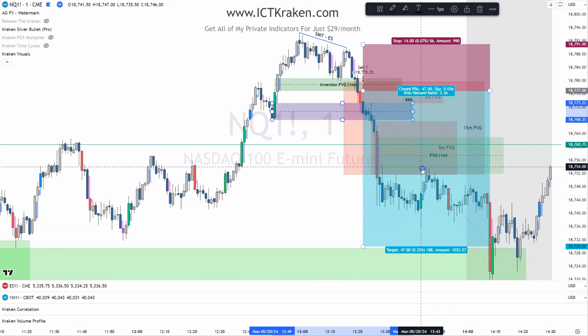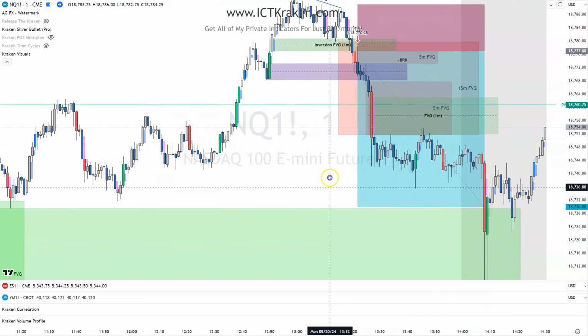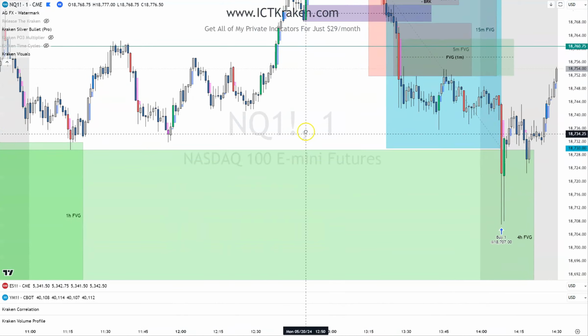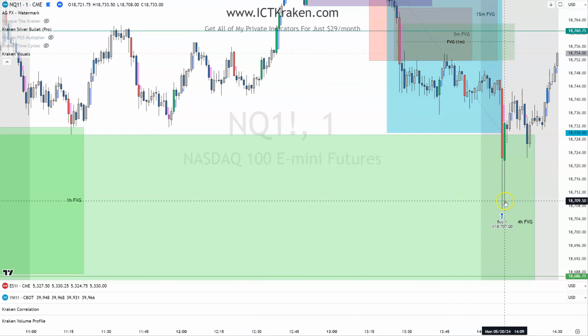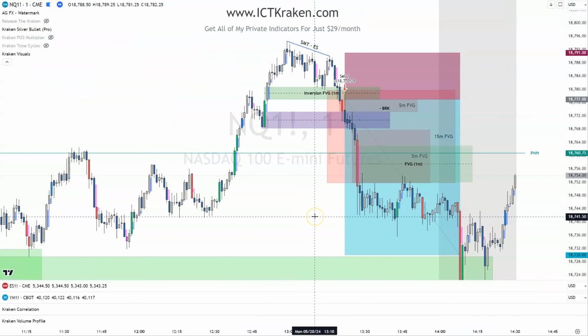So institutional order flow entry drill right here, and we should have targeted the consequent encroachment of the 1-hour fair value gap, which would have been about here. And look where it traded to, right in there. Would have been great. That's the afternoon trade on Monday, May 20th, using the Kraken Silver Bullet Pro, the Kraken Visuals, and Kraken Volume Profile.